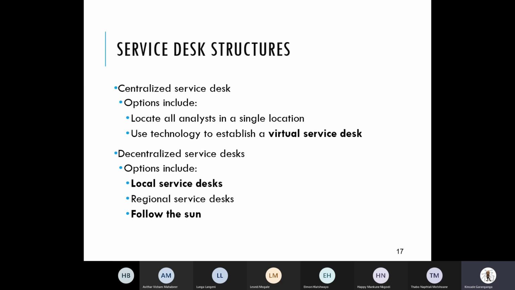You call in, but the traditional setup that we are accustomed to is not the same, where you've got individuals, like I said before, that could be working from different locations and their homes. So when you look at analysts in a single location for your centralized, and then decentralized, you've got local service desks and then regional service desks in that particular setup.